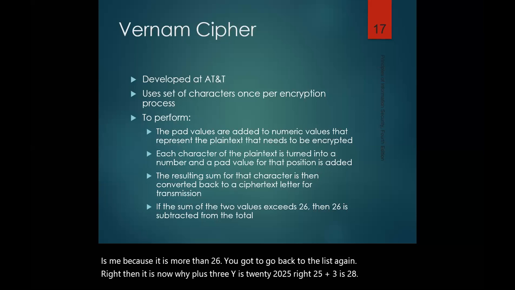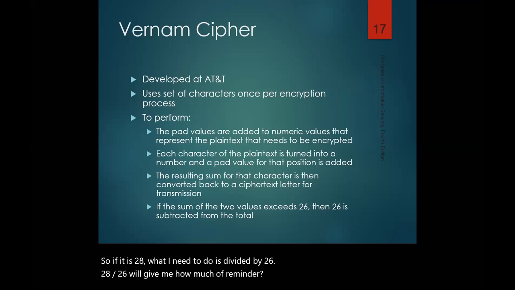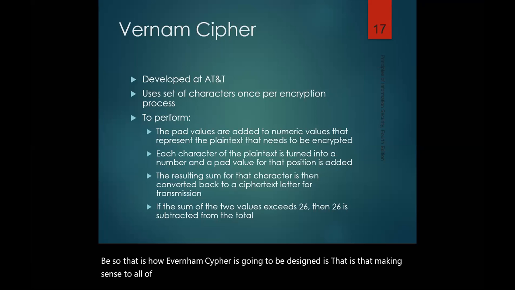So if it is 28, what I need to do is divide by 26. 28 divided by 26 will give me how much of remainder? 28 divided by 26 will give me a remainder of 2. So the 2 is represented by what letter? B. So that is how a Vernam cipher is going to be designed. Is that making sense to all of you? Yes. So these ciphers are pretty basic, really.